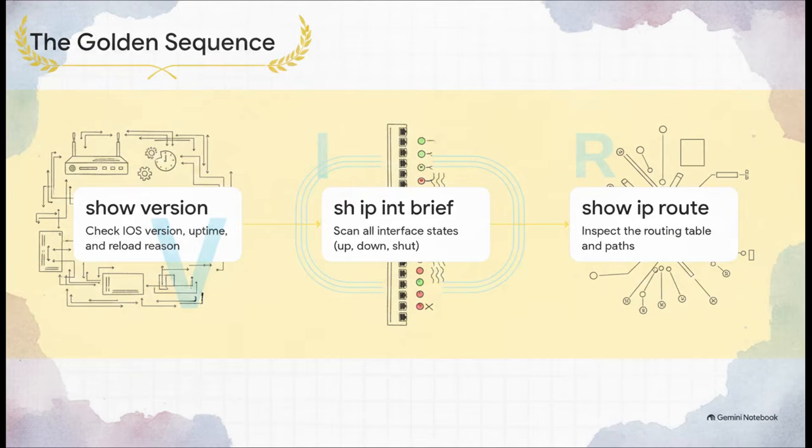Now, this brings us to the golden sequence. Literally the first 3 crucial commands every single engineer must run when logging into an unknown device. First up, show version to check the device model, the uptime, and, crucially, the last reload reason. Second, show ip interface brief. This scans all your interface states so you can instantly see what's up, what's down, or what's administratively shut. And third, show ip route to inspect the routing table, confirm your paths, and spot any conspicuously missing prefixes. Honestly, together these 3 commands just instantly establish the lay of the land for us.